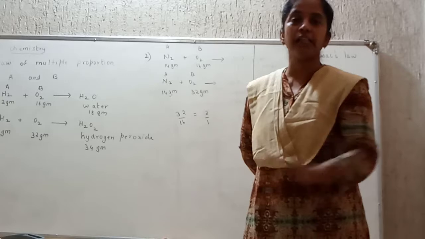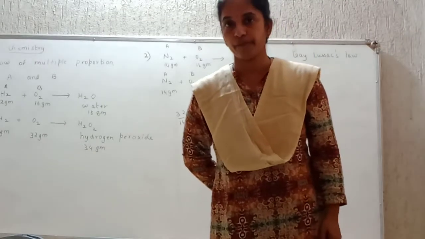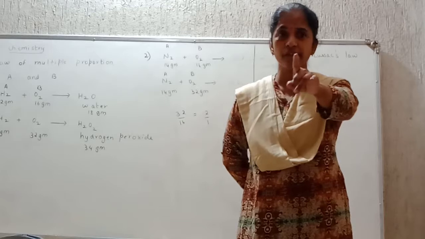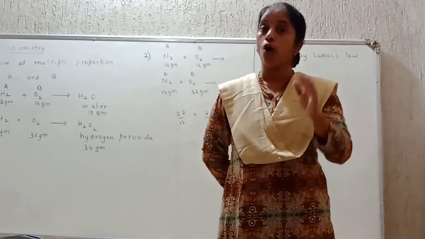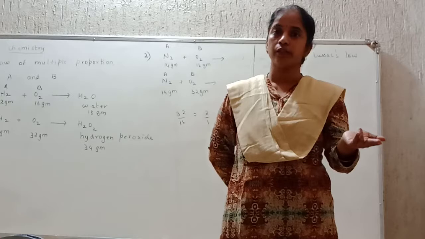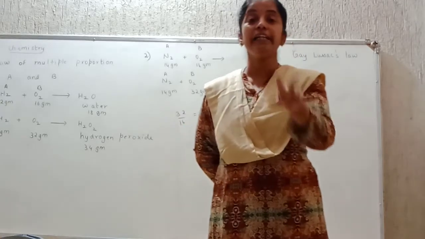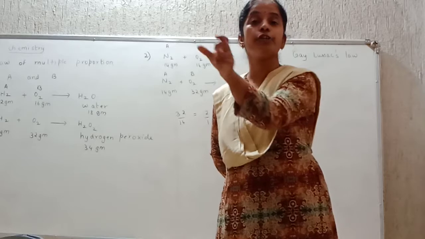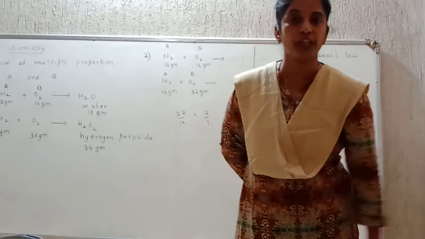Their volumes are in the simplest ratio at constant temperature and pressure. Understood? Let me revise. When the gases combine together or when they are formed, they always are in a definite ratio by volume at the same temperature and pressure.